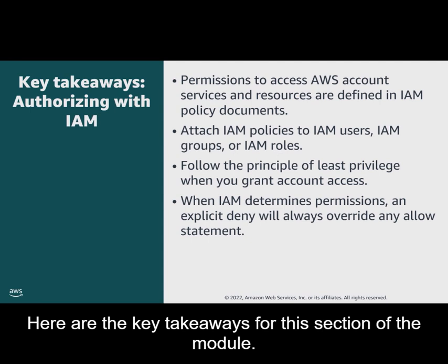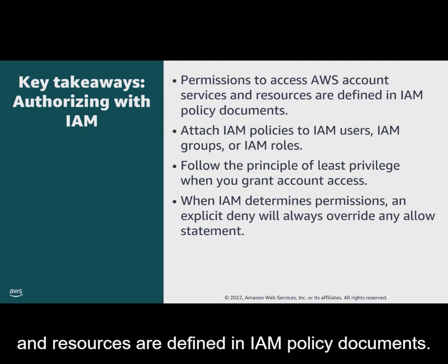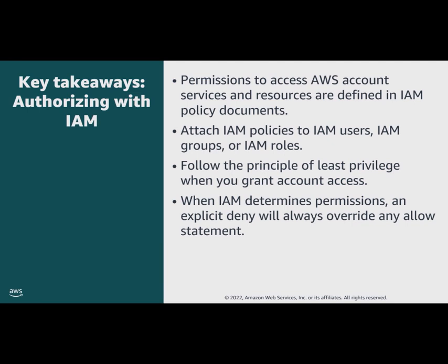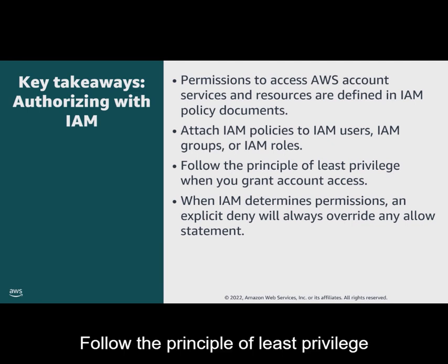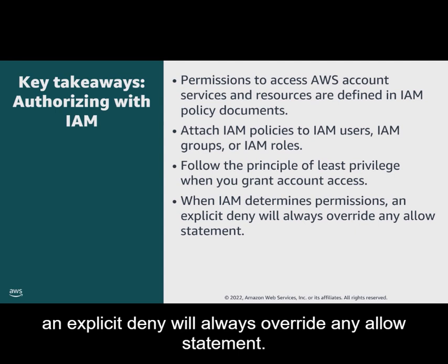Here are the key takeaways for this section of the module. Permissions to access AWS account services and resources are defined in IAM policy documents. Attach IAM policies to IAM users, IAM groups, or IAM roles. Follow the principle of least privilege when you grant account access. And finally, when IAM determines permissions, an explicit deny will always override any allow statement.